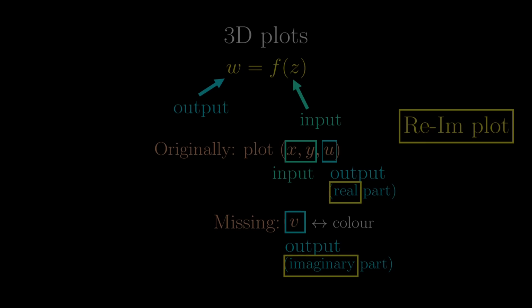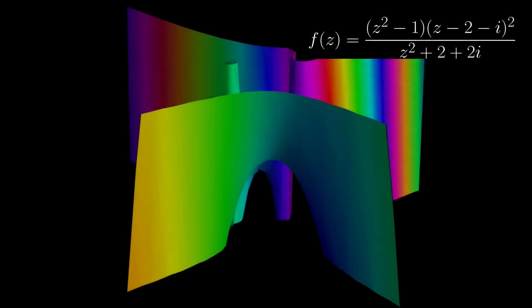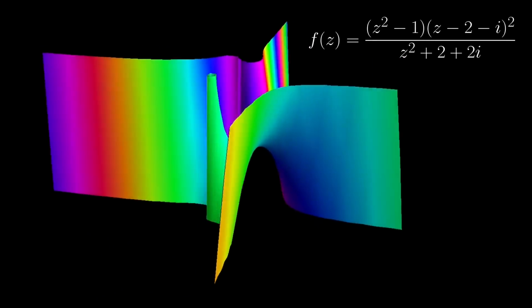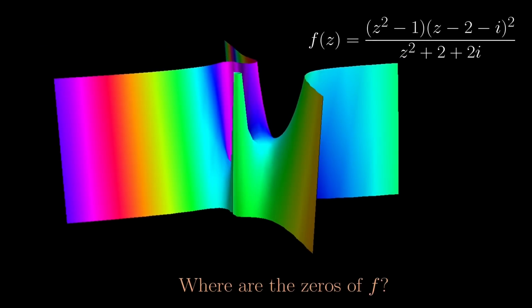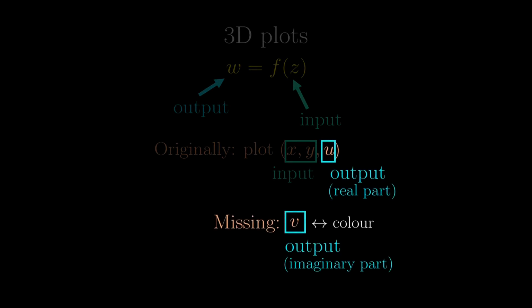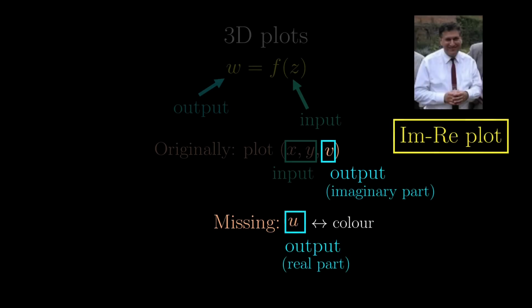For instance, this is the re-im plot of the exact function we have seen before. These two spots are where the function shoots off to infinity, but the zeros of the function are not as obvious. Even if we rotate the surface a little bit, it is not immediately obvious where the zeros are. But let's take a step back. Why do we have to sacrifice the imaginary part in particular? We could have colored the real part instead, making it the im-re plot.